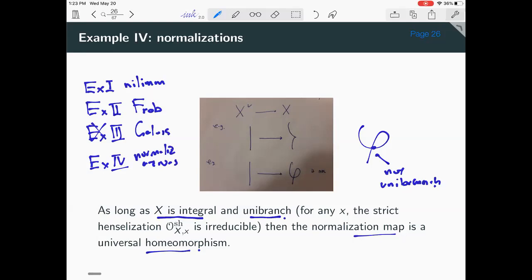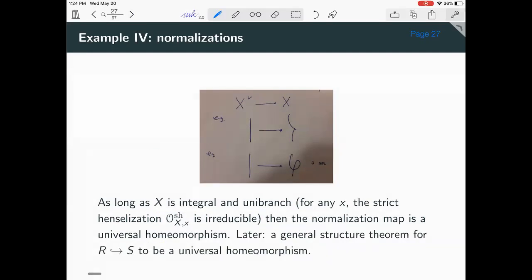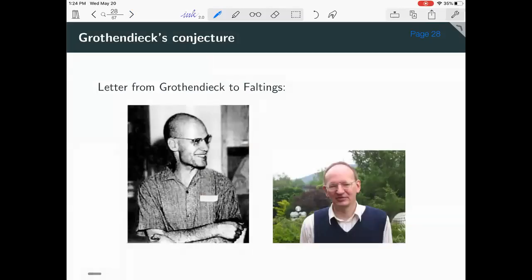If you're arithmetically inclined, you might think about examples from things like the Frobenius and Galois theory. And if you're geometrically minded, you might think about this normalization. And if you like algebraic geometry at all, then you should think about this nil immersion business. Later, I want to appeal to some general structure theorem for a ring extension to be a universal homeomorphism. And it turns out that really any universal homeomorphism is a mix of all these four examples. Okay, cool.